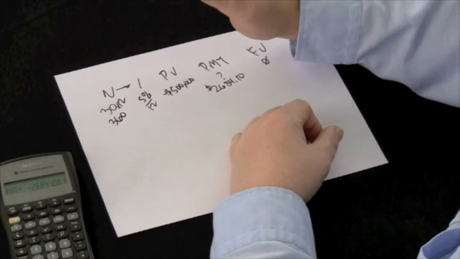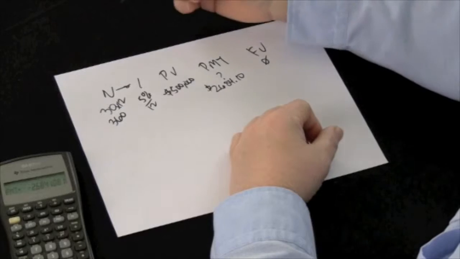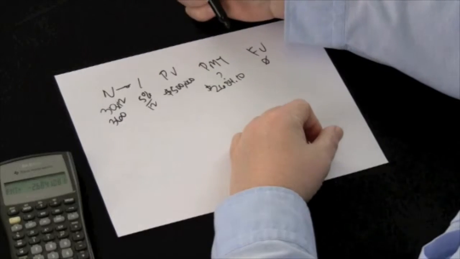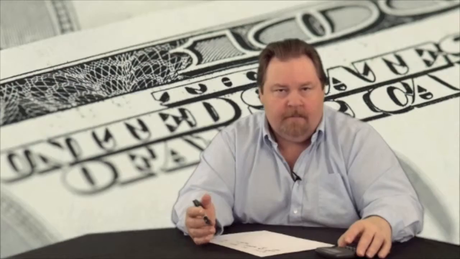Obviously, there's other things involved in your mortgage. There's insurance and there's taxes and so on. This is the amount for the loan only. Other payment terms are available.